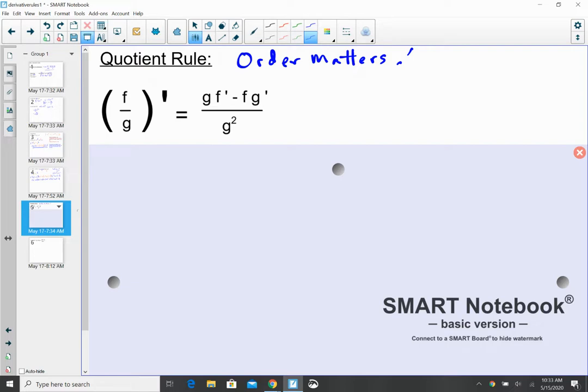I also heard this one. Somebody heard this sort of thing, and it kind of stuck with me, and it's stuck with other people, and it sounds really annoying. But it's like saying low D high minus high D low over low low.